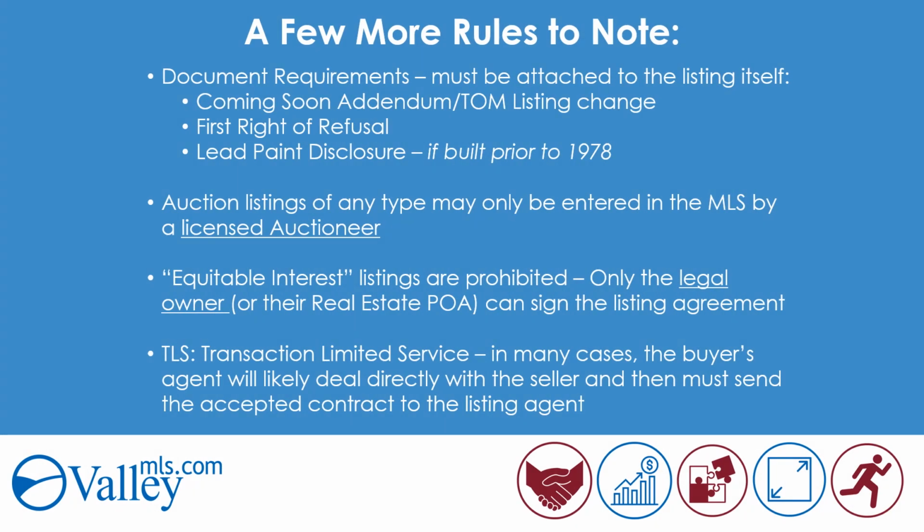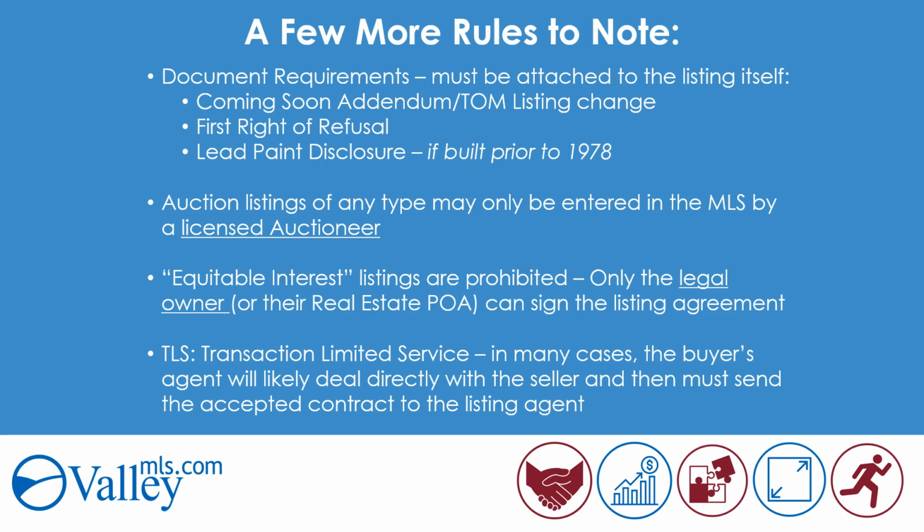A few more rules to note before we move on and close up this section is that document requirements must be attached to the listing itself. So some of those forms or addendums that you would need to upload through listing maintenance, one would be coming soon addendum, or the temporarily off market listing change, the TOM, standing for temporarily off market. The second form that would be required to be uploaded would be the first right of refusal form. And the third would be the lead paint disclosure if that residential unit was built prior to 1978.